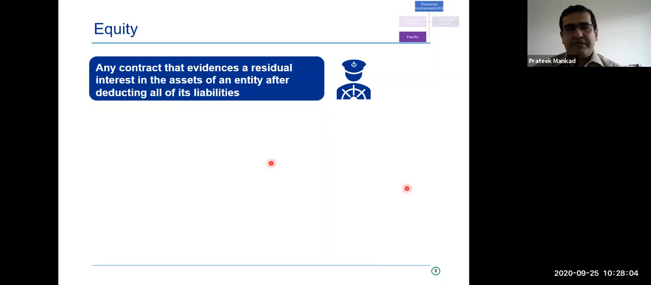Under Indian GAAP, we have gone by the legal form of the contract. If the legal form of the contract is shares, we have put it as a part of capital. We have taken it as a part of net worth. However, if the accounting answer says, sorry, it's not capital, it's not residual interest, then that instrument becomes a liability instrument. A very classic example is preference shares.